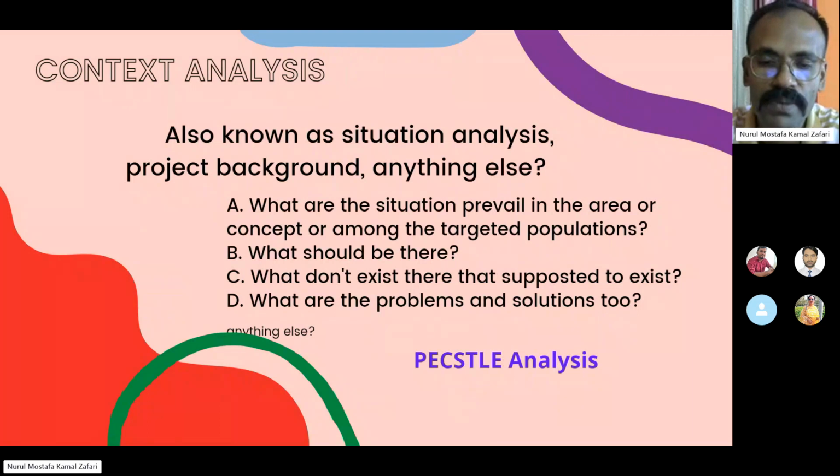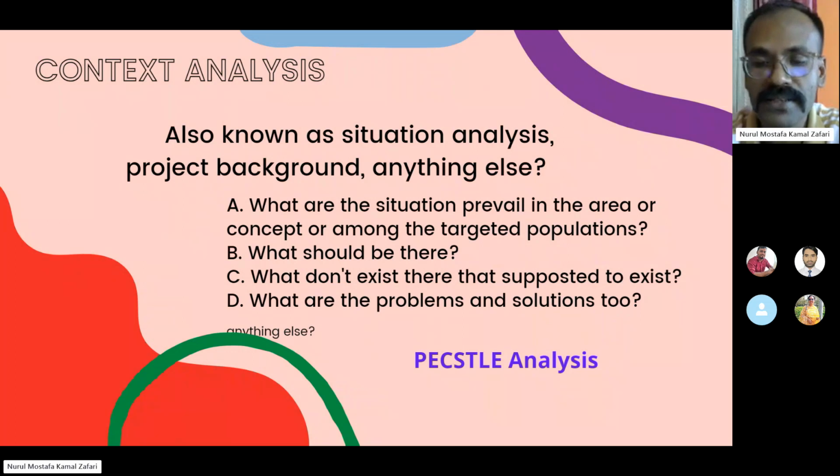PESTEL stands for political, economical, social, technological, legal, and environmental analysis of the project location and the targeted population or your targeted intervention area or theme. So if you see that there is a very strong tightened word limit, maybe you can add one or two sentences of each analysis.